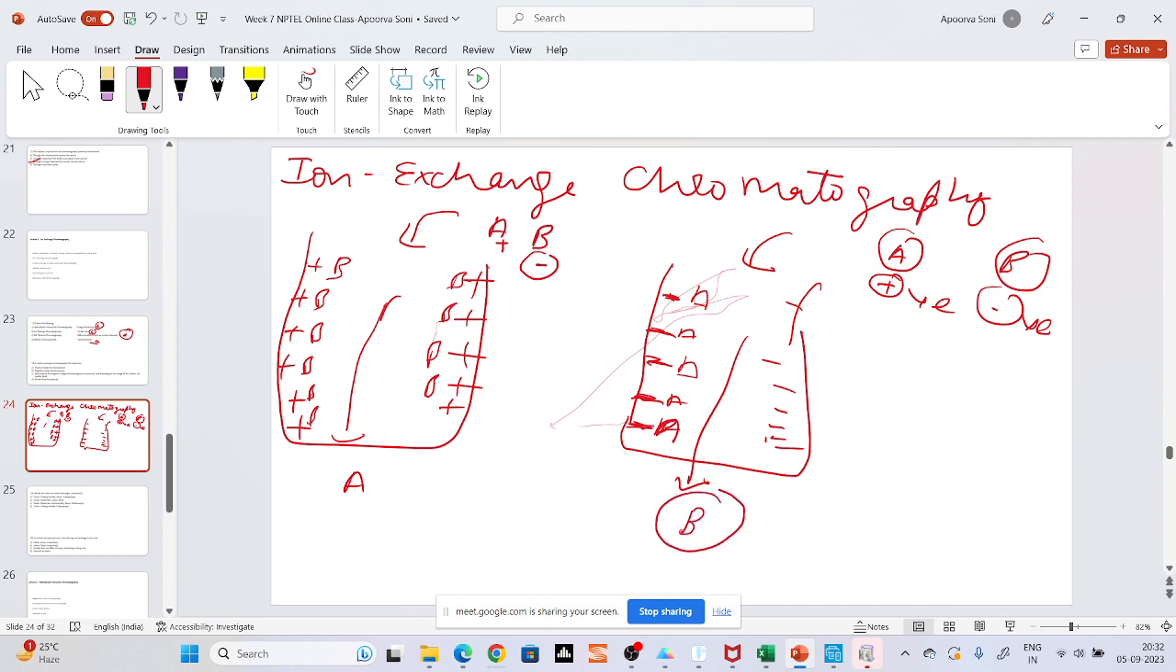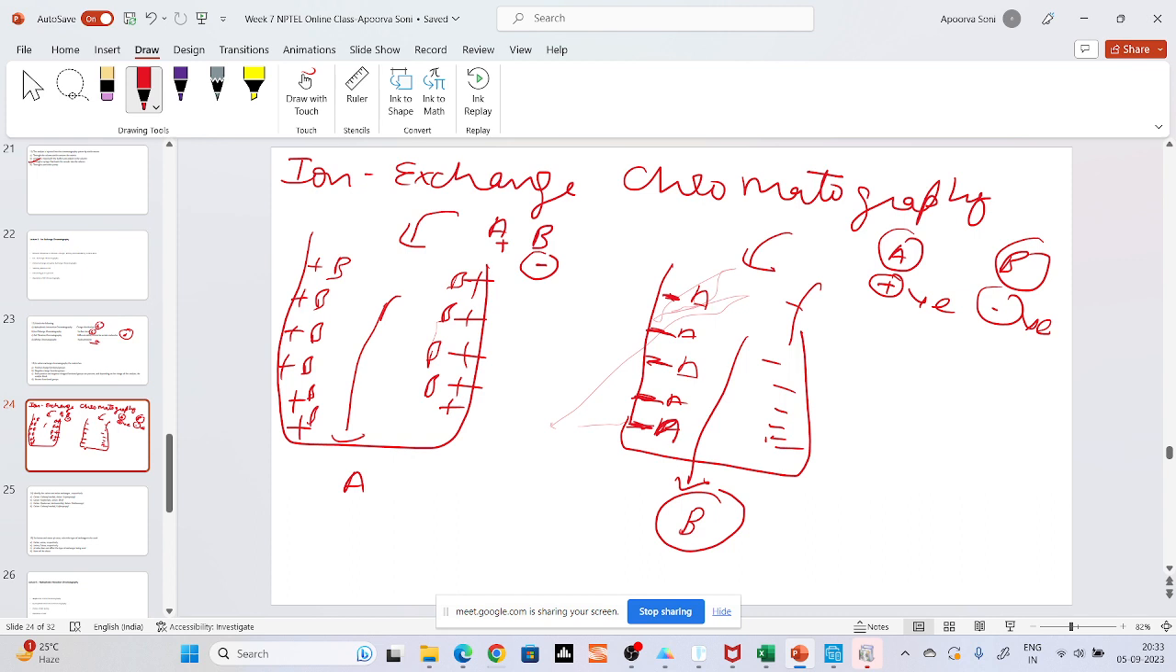Okay. So this is what ion exchange chromatography is. That you have a cation exchanger or an anion exchanger. That means your matrix is either positively charged or negatively charged. And then depending upon the charge that is present in your mixture of proteins, you can separate it.